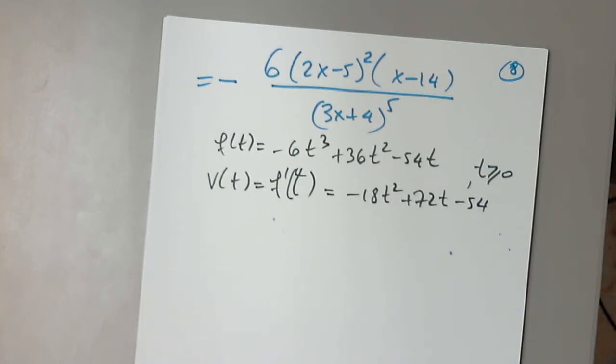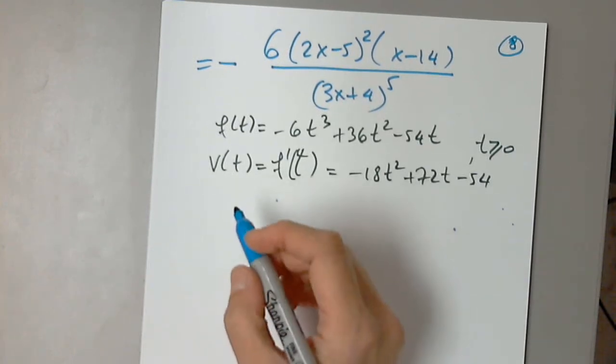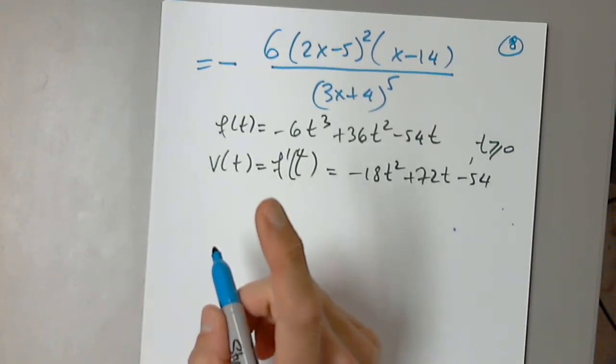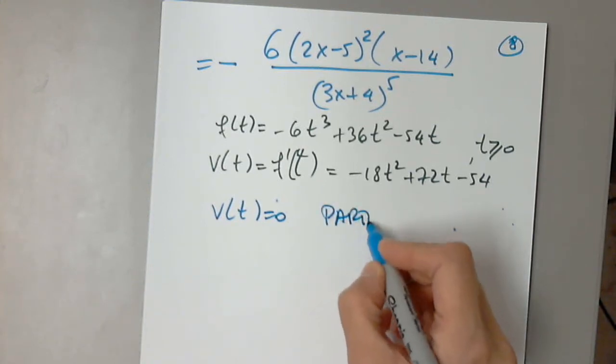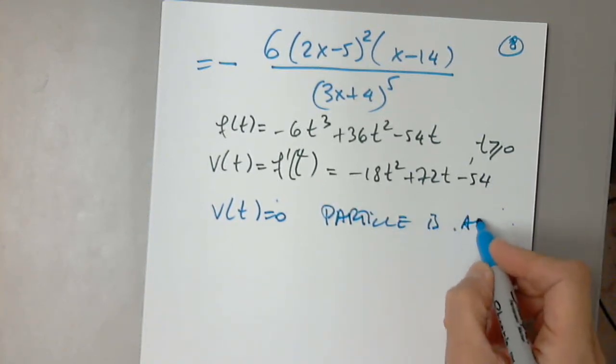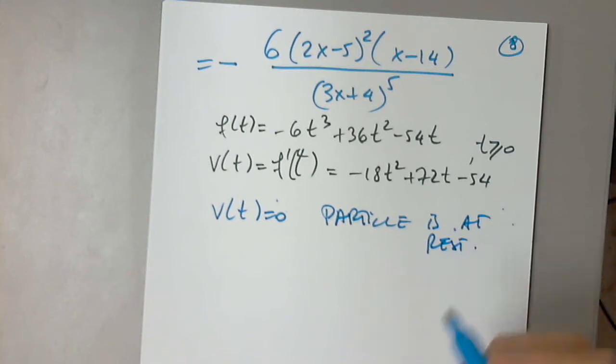When is the particle at rest? Did you plug in 0? Careful. When the velocity is 0, the particle is at rest. I don't know the time, so we're asked to find the time. We cannot plug it in, right? So we're asked to find the time when the velocity is 0, when the particle is at rest.